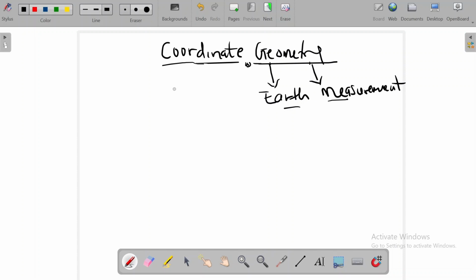Coordinate, on the other hand, is simply a precise location in space which can be gotten using two values, a value from the x and a value from the y. It is always written in the form x, y. So, in coordinate geometry, you are trying to measure the earth or get a precise location using a coordinate.